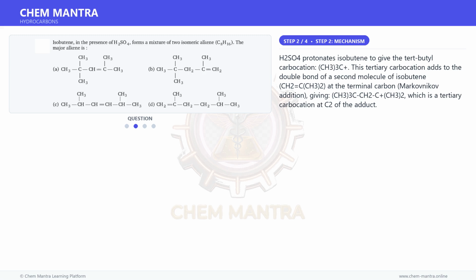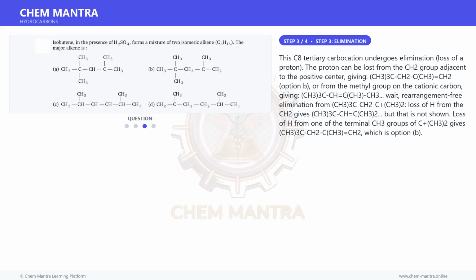H2SO4 protonates isobutene to give the tert-butyl carbocation, (CH3)3C+. This tertiary carbocation adds to the double bond of a second molecule of isobutene, CH2=C(CH3)2, at the terminal carbon, Markovnikov addition, giving (CH3)3C-CH2-C+(CH3)2, which is a tertiary carbocation at C2 of the adduct. Moving on to the next step.